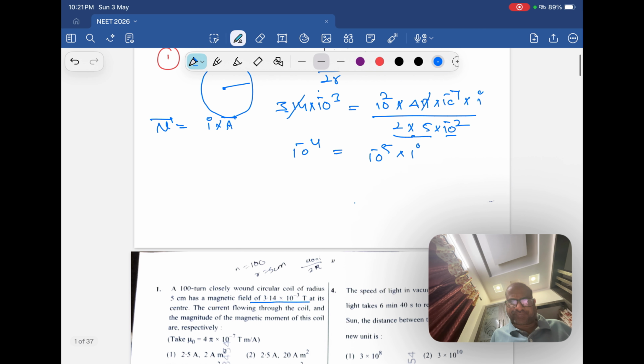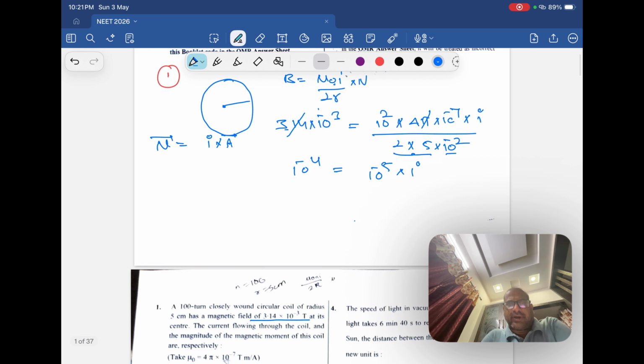So 3.14 into 10 power minus 3, mu naught is 4 pi into 10 power minus 7, current value you have to find out, n is 100 turns, by 2 into r. R value is 5 into 10 power minus 2, given in centimeters, so you convert it to meters. Yes or no? So if you simplify, what does the value of the current come to be?